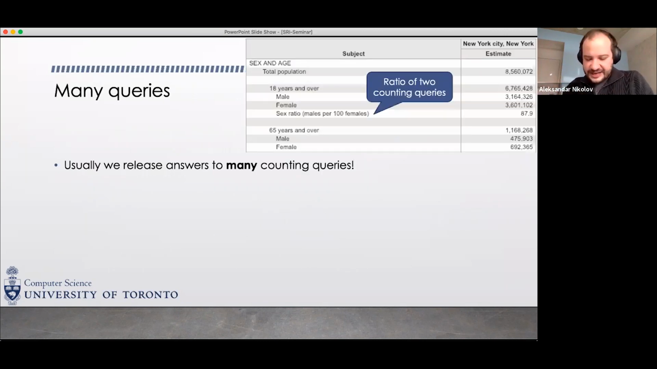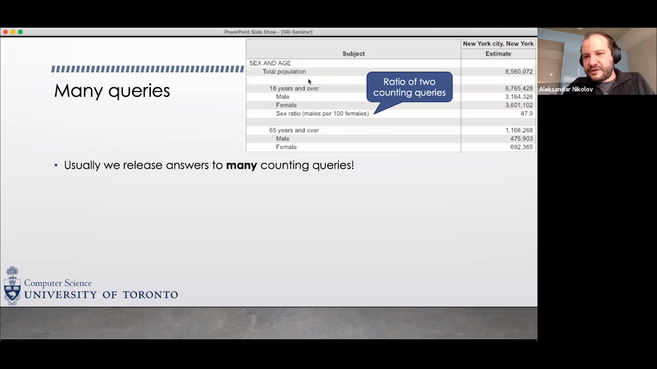Usually, however, we don't just ask a single counting question about a data set. So here I'll go back to a census type example. This is a table I took from the US Census website. I'm forgetting exactly which data product of the census that is. I don't think it's the 2010 census. Doesn't matter, it's one of the data products published by the US Census.